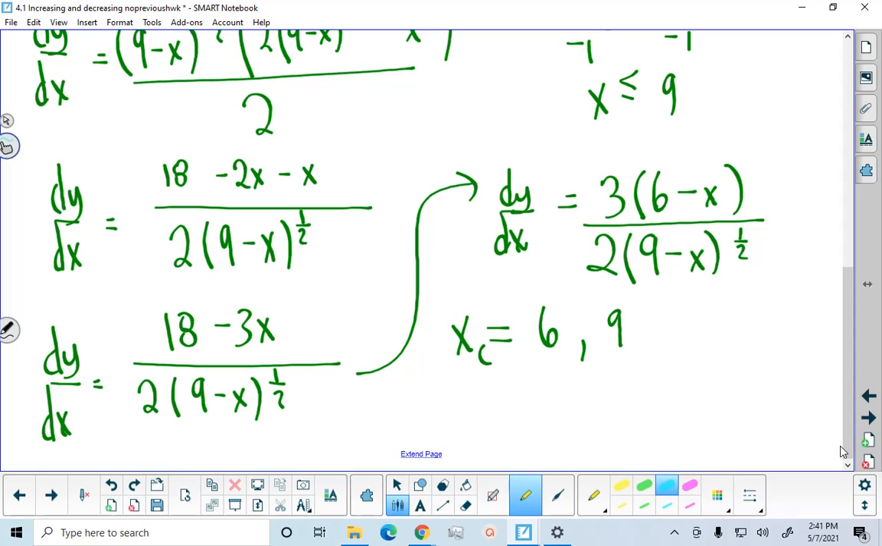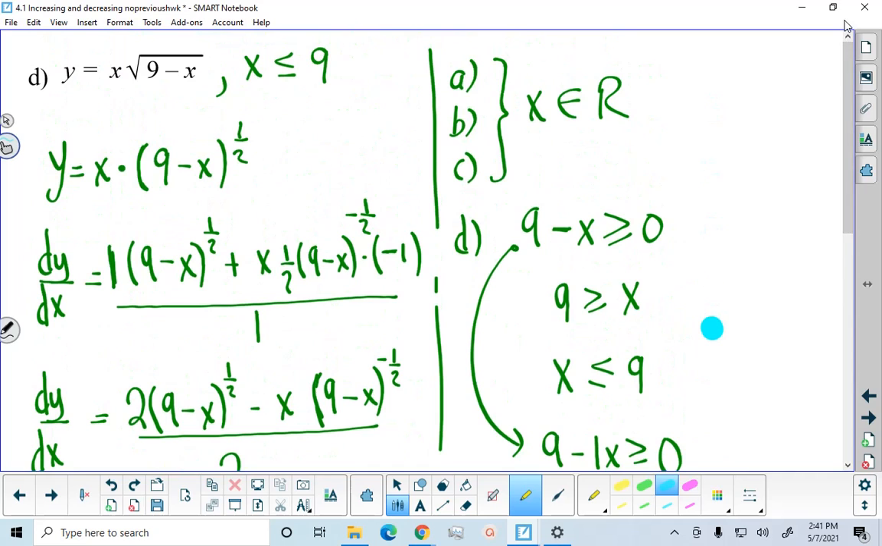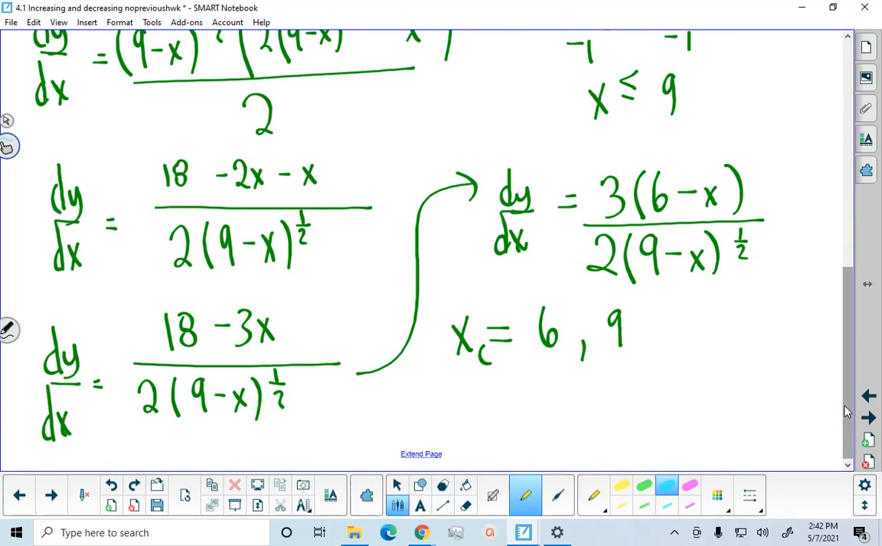9 is a critical value of x because it makes the derivative undefined, because if you put 9 in for x, you'll have 0 in the denominator. It might be worthwhile for you to note 9 is a value of x in the domain. We are allowed to put 9 into the function. X has to be less than or equal to 9. So we can use 9 in the function, but it makes the derivative undefined. And again, we're going to, at some point in the future, talk about the importance of that.